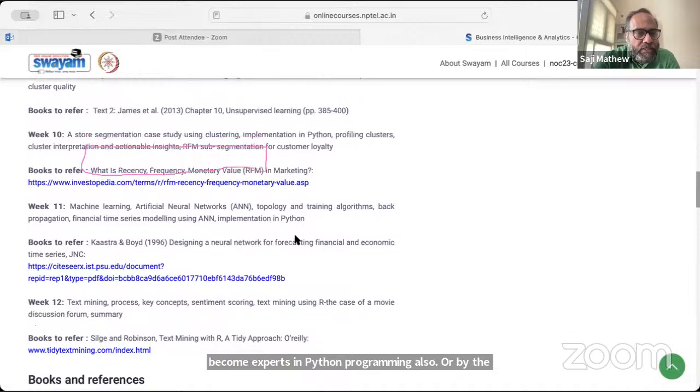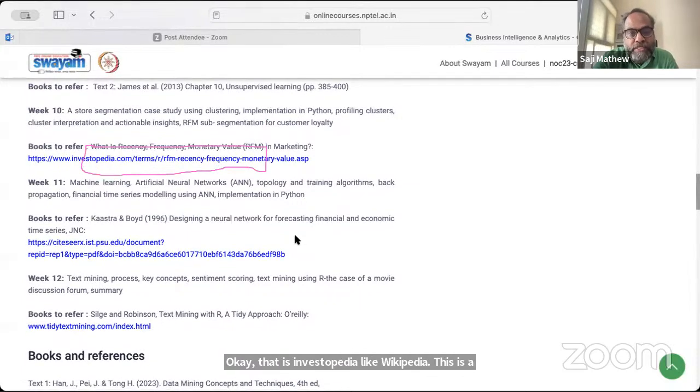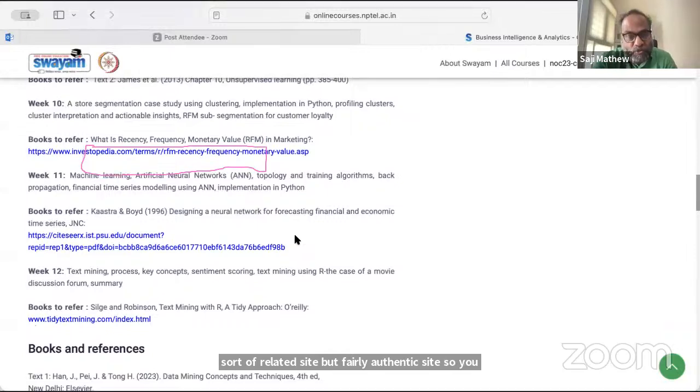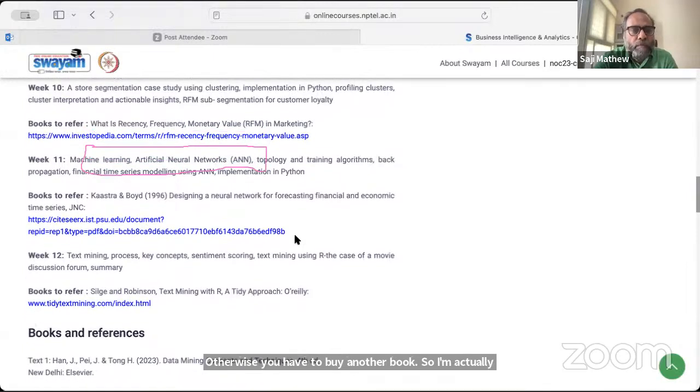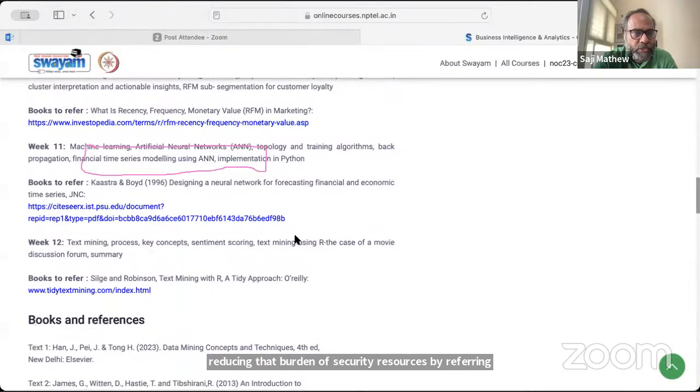You can also see in week 10, I refer to a different online material on RFM, that is Investopedia, like Wikipedia. This is a finance-related site, but a fairly authentic site, so you can refer to this material. Otherwise, you have to buy another book, so I'm reducing that burden of procuring resources by referring you to online materials as much as possible in addition to the textbook.